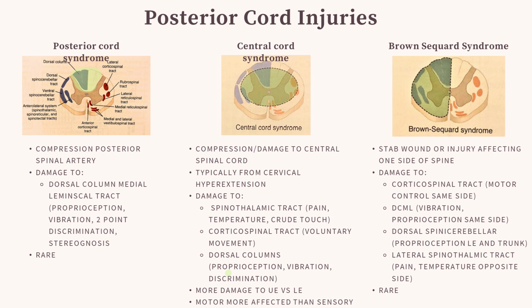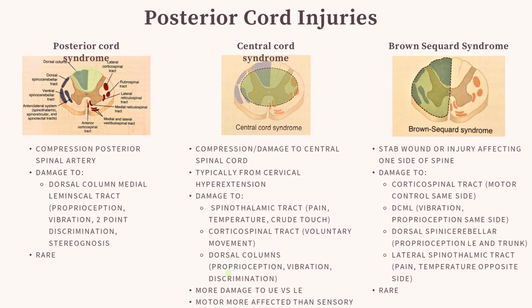the central cord syndrome. Due to where the central cord syndrome occurs, it is going to affect the upper extremities more than the lower extremities. Lastly, we are going to have more effect with central cord syndrome on our motor nerves. So we're going to see more impairments when it comes to movement versus sensation.